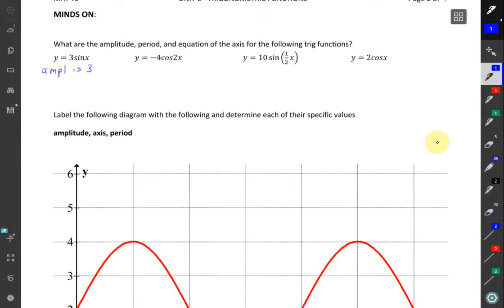The period is equal to a full circle because with the parent functions, in this case, the sine x, now with the 3 in front, it's not a parent function, but this sine x on its own, because there's no k value in here, the period is 1 full circle, which is 2 pi.